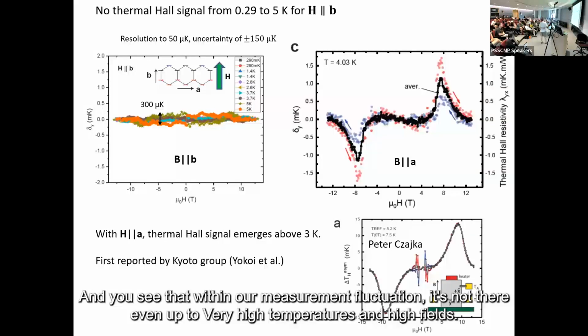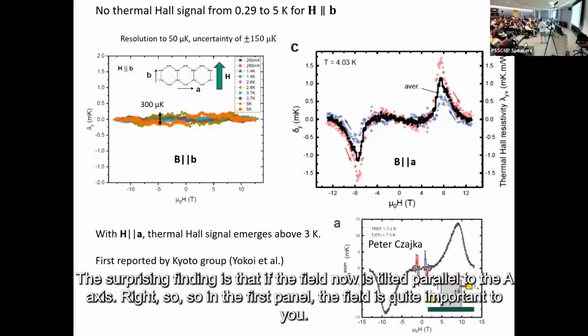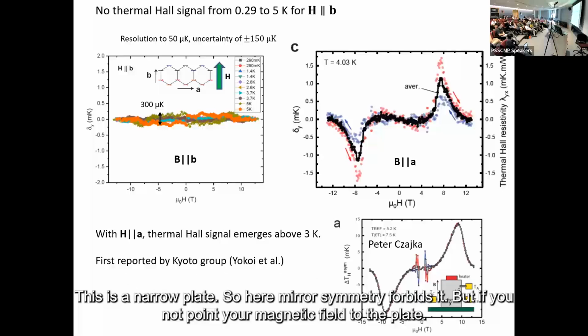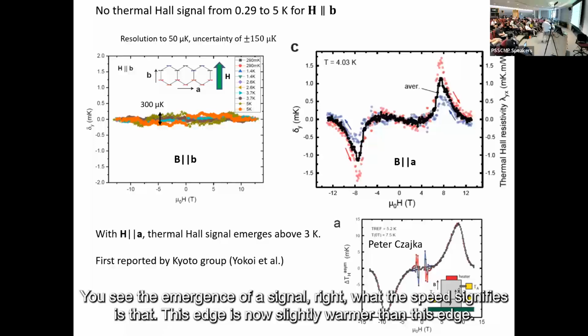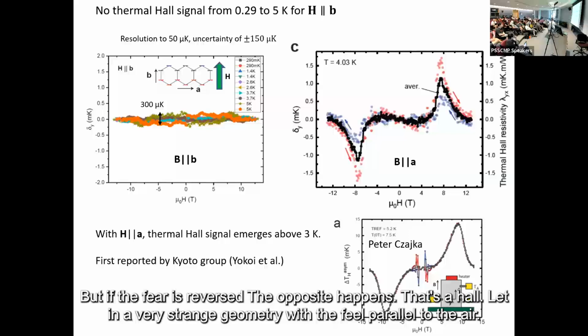The surprising finding is that if the field now is tilted parallel to the a-axis. So in the first panel, the field is pointing towards you. This is a mirror plane, so here mirror symmetry forbids it. But if you now point your magnetic field parallel to the plane, you see the emergence of a signal. What this peak signifies is that this edge is now slightly warmer than this edge. But if the field is reversed, the opposite happens. That's a Hall effect, but in a very strange geometry, with the field parallel to the a-axis.